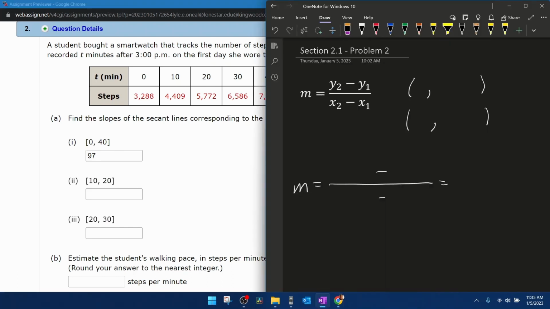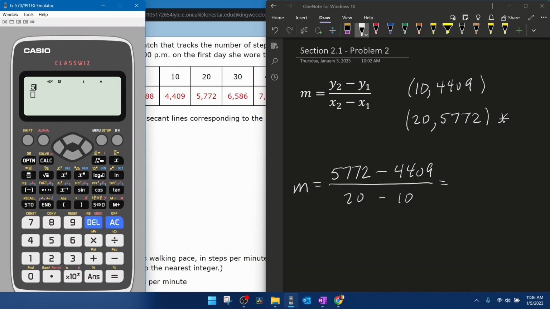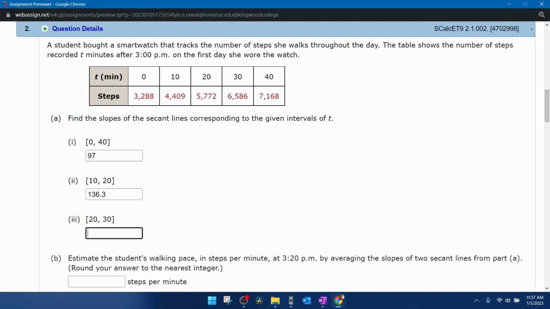And then for the second interval, from 10 to 20, the process just repeats. When time is 10, the number of steps was 4,409. And then at 20 it was 5,772. And again, it doesn't matter which one is X1, Y1. So again, we're going to designate this ordered pair as the second one. Y2 minus Y1 over X2 minus X1. Plugging this into the calculator, just to make sure I don't make a simple mistake, we're going to get as a decimal 136.3.